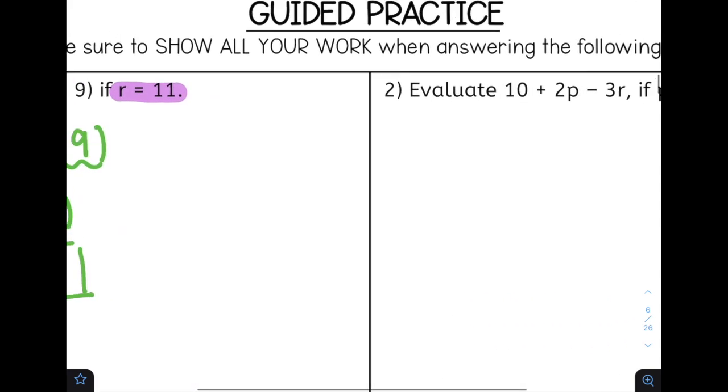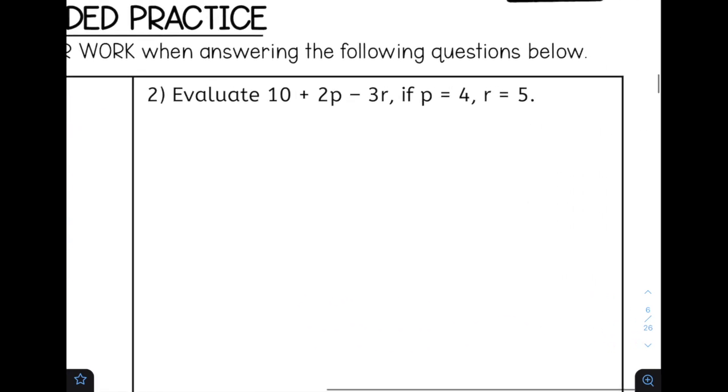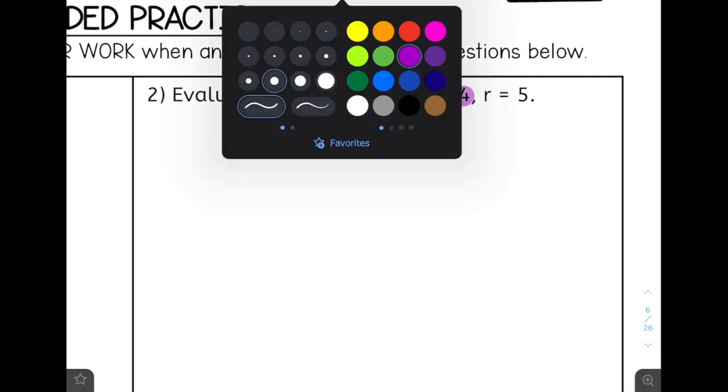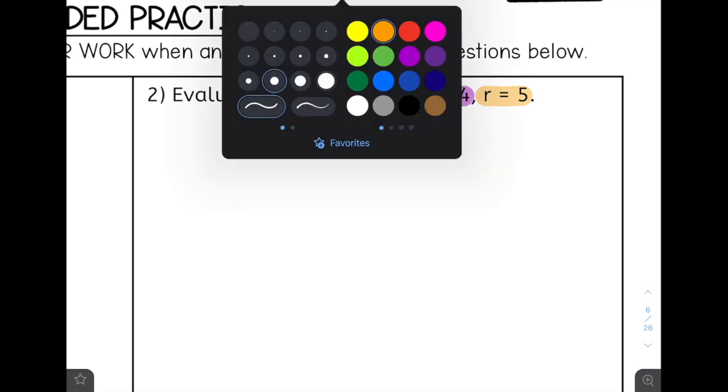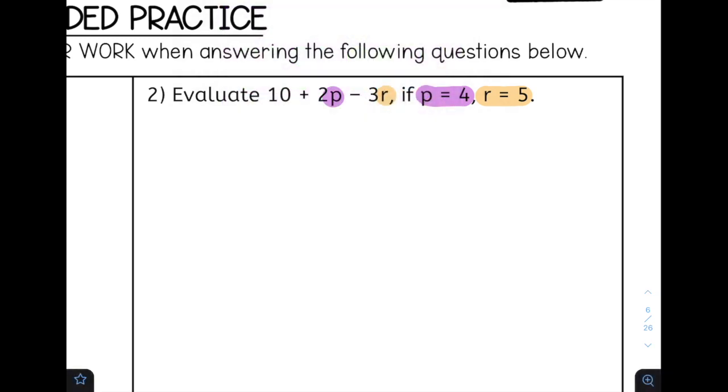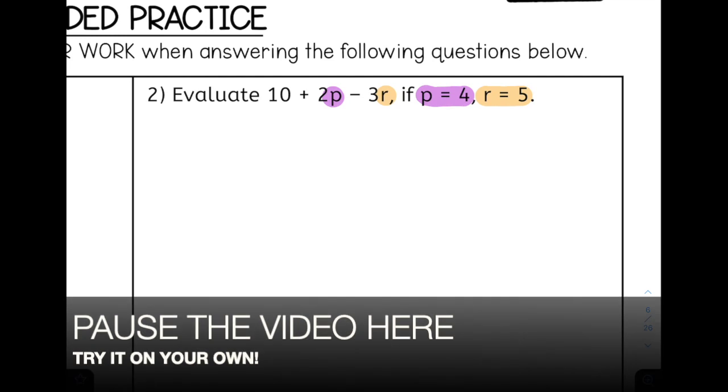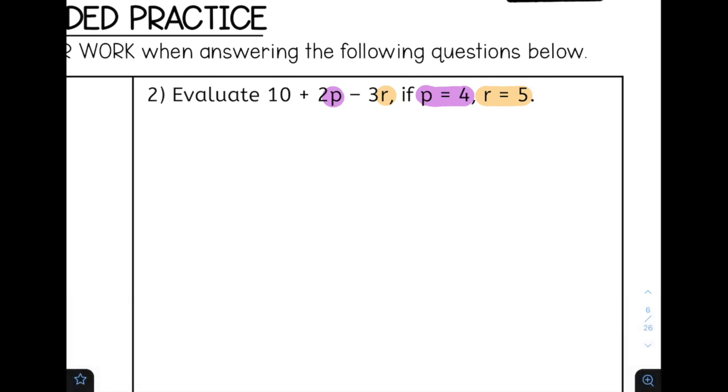All right, so number 2. Here we have two different variables. We have p equals 4, r equals 5. Every time we see p or r, we're going to replace that with the number given to that variable. So pause the video on your own, try to evaluate this expression substituting in your values, and come back and check your answer.